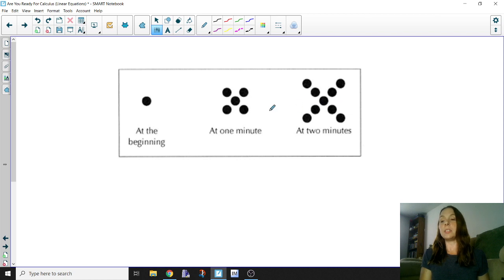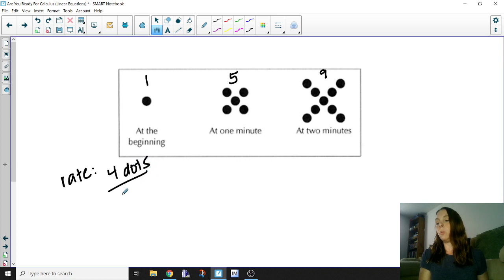So hopefully you can see pretty easily that what's happening here, if we are going from 1 to 5 to 9, is that every minute the pattern is growing by 4 dots. Okay, we can say that we have a rate here of 4 dots per 1 minute. And we would call that a constant rate of change. And that is something that is characteristic to linear functions.